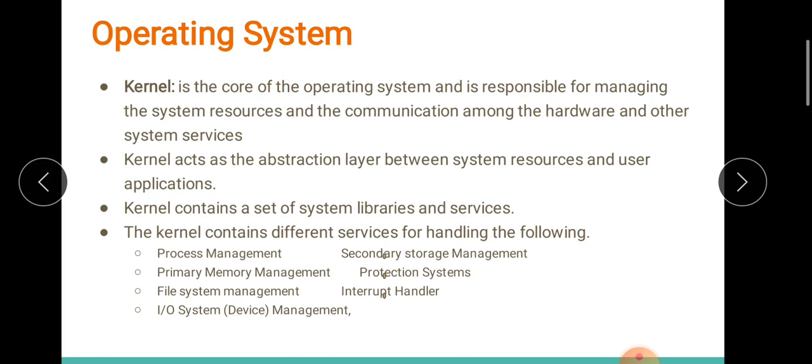And how can you give the permission to these accesses? You need a certain amount of protection, right? So this protection system deals with your security policies, how much you can restrict your access. So for a system, they can restrict access to both the user and the system resources.